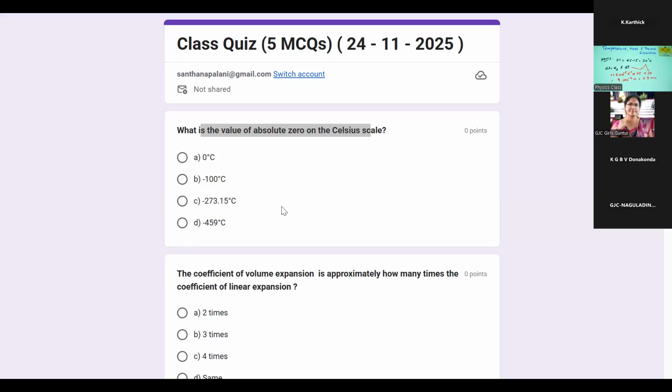What is the value of absolute zero? Yes, good. Option C. Very good. Anybody? Option B. Okay. Which one is correct? Option C or option B or option D or option A? Any other responses? The value of absolute zero. Option C. Okay. So we can choose option C.